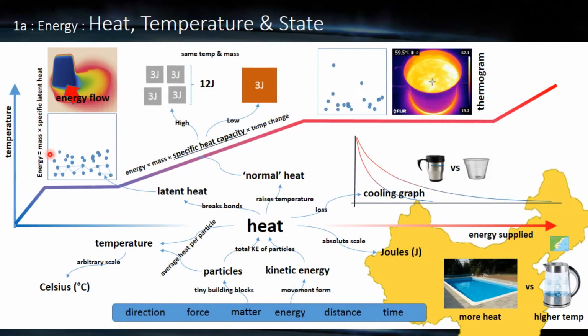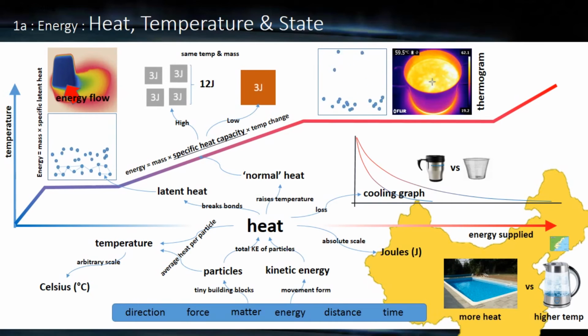If we want to know how much energy we are going to need in any particular situation, we need to know the mass. So the more stuff we have, the more energy we're going to need. And again, it's got to be specific to the material. We can see in this little graphic here the idea of energy flowing towards the ice cube.